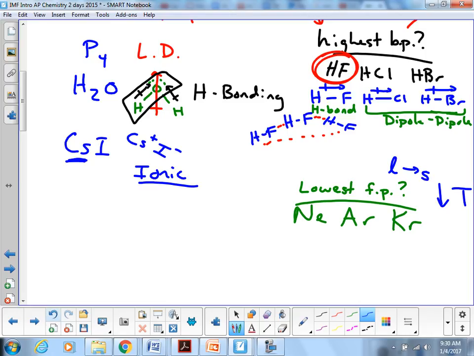So I want the lowest. I want the smallest IMF. So tell me about these: neon, argon, and krypton. They're all what? The noble gases. They're all by themselves. There's nothing there. So these are all LDs.